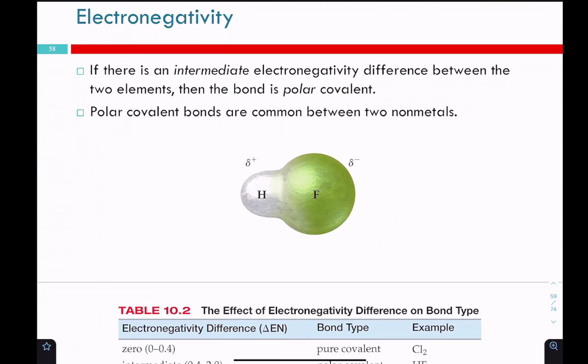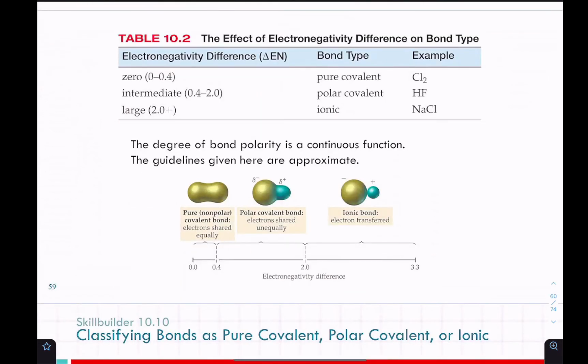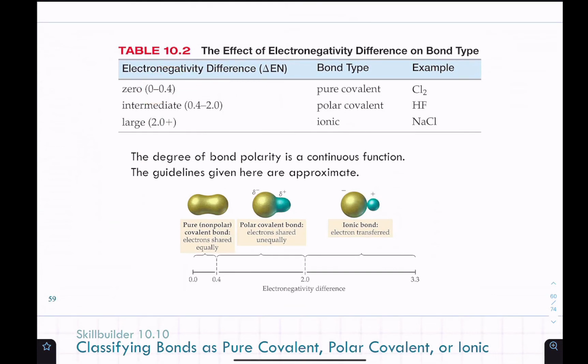The other option is somewhere in between, kind of like Goldilocks. So if there's an intermediate electronegativity, then you get polar covalent bonds. And the difference in electronegativity is kind of just a rule of thumb. You have this table. So from 0 to 0.4 is going to be pure covalent. From 0.4 to 2 is polar covalent. And larger than 2 is ionic. So that means they'll completely transfer the electrons from one atom to the other.